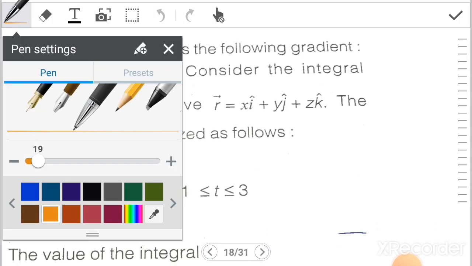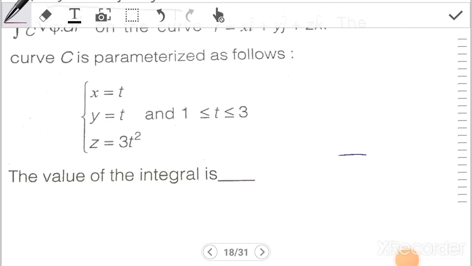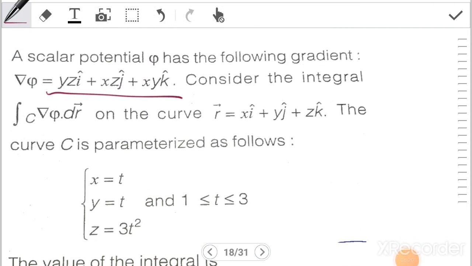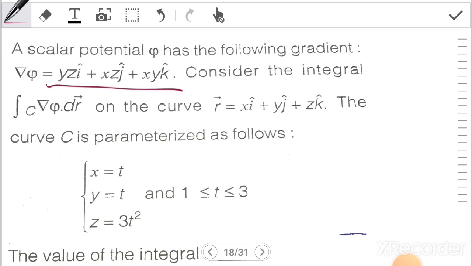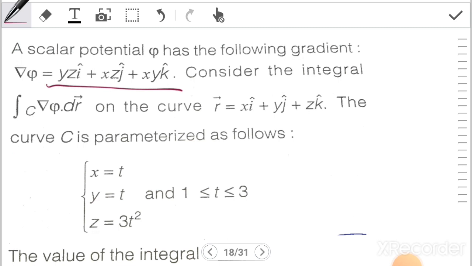The scalar potential phi has the following gradient. Consider the integral on the curve. The curve C is parameterized as follows. We need to find the value of the integral. So, by inspection, we find that independence of path is applicable. This is based on the independence of path theorem.